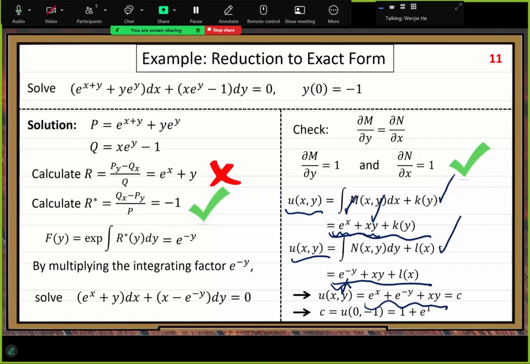Initial condition, C. All right, the final solution. Because the initial condition is given, you plug in the initial condition to determine that constant C.